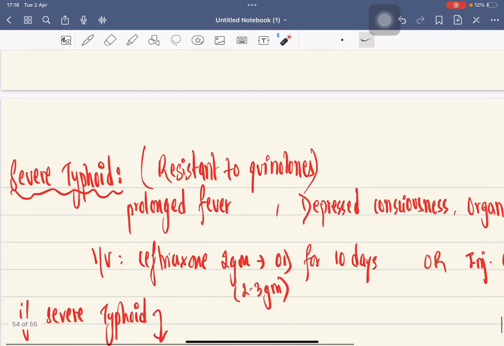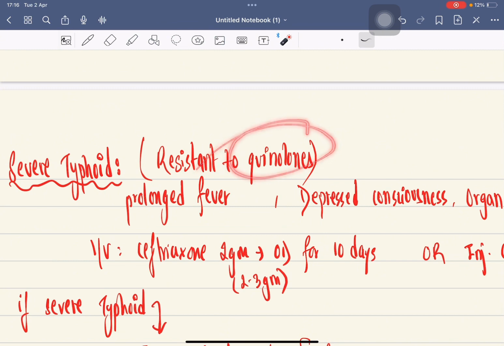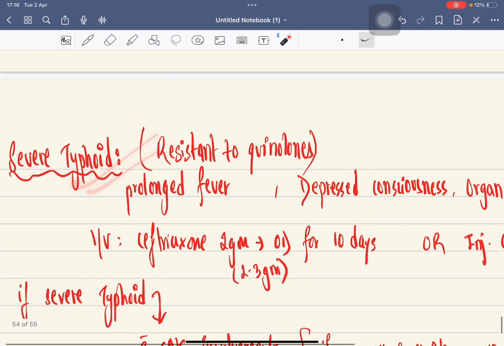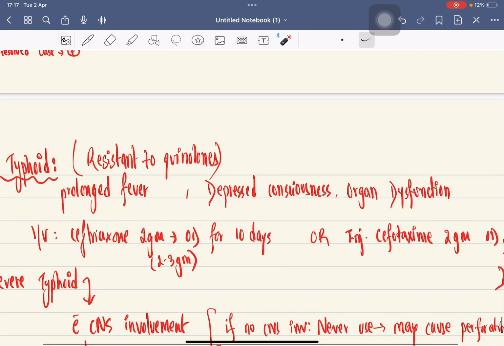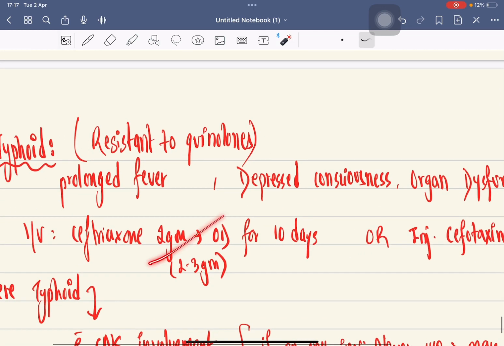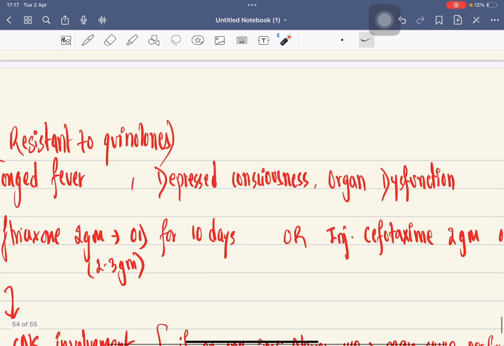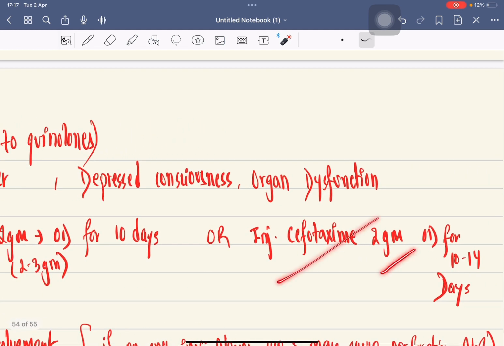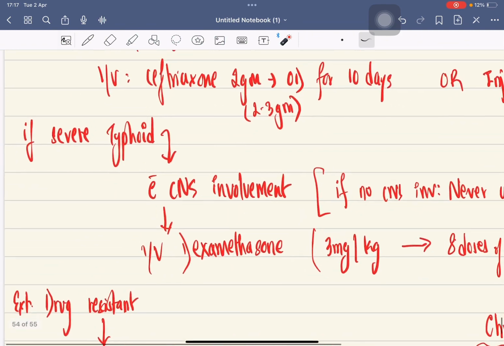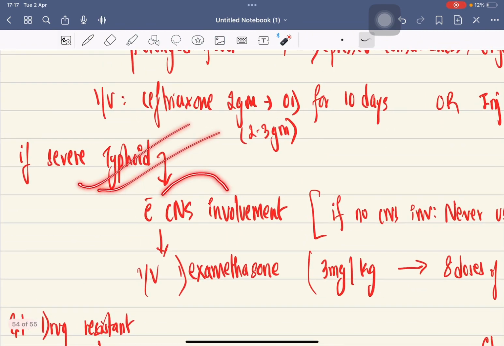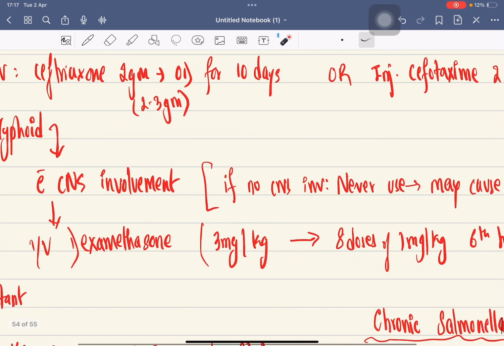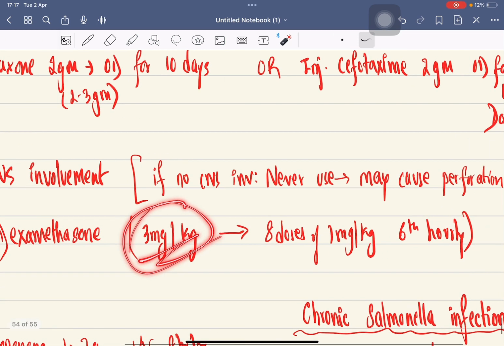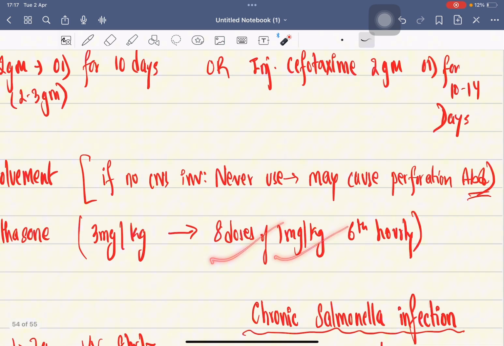But if the patient has resistance to quinolones, and prolonged fever with depressed consciousness or organ dysfunction, then we should give injectable ceftriaxone 2 grams OD for 10 days, or cefotaxime 2 grams OD for 10 to 14 days. If severe typhoid with CNS involvement like meningitis, we should give IV dexamethasone. Its dose is 3 mg per kg bolus followed by 8 doses of 1 mg per kg 6 hourly.